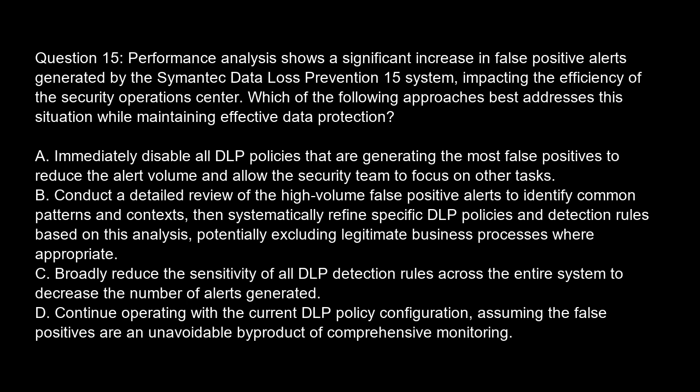Option B. Conduct a detailed review of the high-volume, false positive alerts to identify common patterns and contexts, then systematically refine specific DLP policies and detection rules based on this analysis, potentially excluding legitimate business processes where appropriate. Option C. Broadly reduce the sensitivity of all DLP detection rules across the entire system to decrease the number of alerts generated. Option D. Continue operating with the current DLP policy configuration, assuming the false positives are an unavoidable byproduct of comprehensive monitoring.